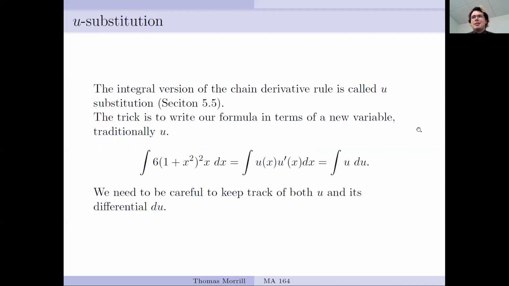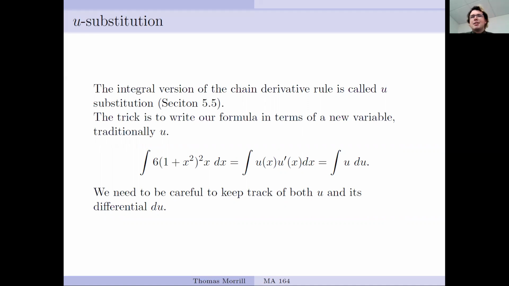So this technique is called U substitution, and you can find it in the textbook in section 5.5. I highly recommend you be reading the textbook as we work through these lectures. On the integral side, we've got something complicated that we want to integrate. And here I have chosen that very same function that I calculated in the last video. So we should get the same answer.